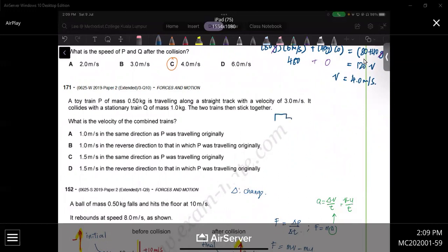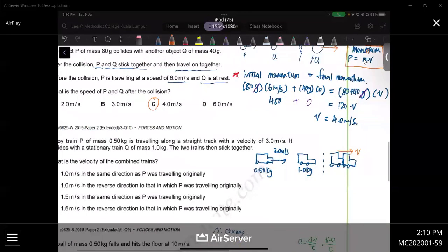We have toy train P, 0.50 kg, traveling at 3.0 meters per second. It collides with a stationary train Q. You know why their questions are all the same? They just change the object, they change the mass. Welcome to IG. And then they stick together. What's the velocity of the combined trains? I give you 3 minutes. We want to find the velocity of these combined trains.